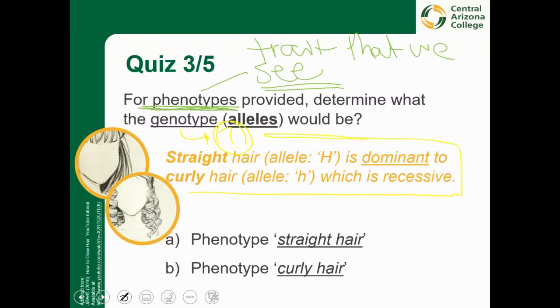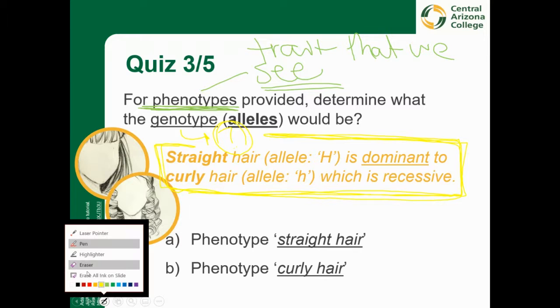So this time we're looking at the hair characteristic, whether it's straight or whether it's curly. Straight hair is going to be the dominant characteristic, so that's going to be marked with a capital H. Curly hair is a recessive trait, so a recessive allele. So we will see that only when the allele is lowercase h. So let's list all possible options.